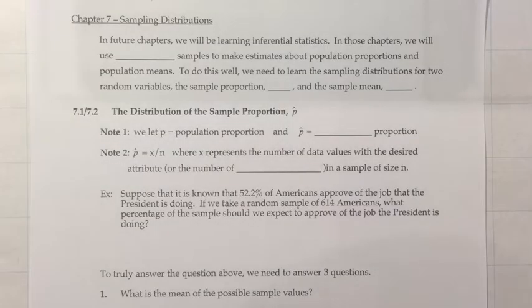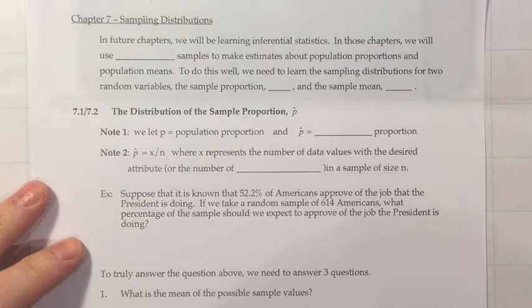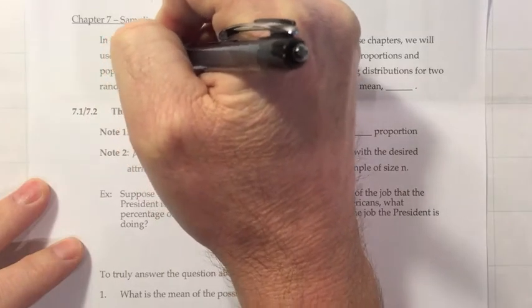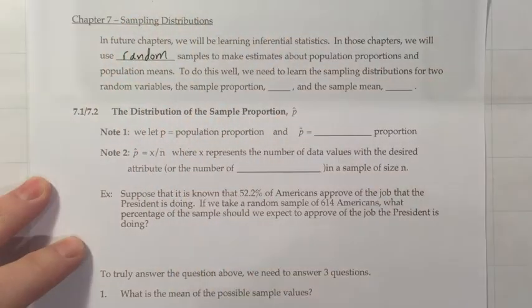Hello, this video is for Chapter 7, Sampling Distributions. In future chapters, we will be learning inferential statistics. In those chapters, we will be using random samples to make estimates about population proportions and population means. That's random samples right there. And to do this well, we need to learn the sampling distribution for two random variables.